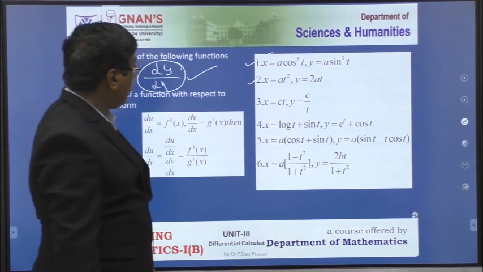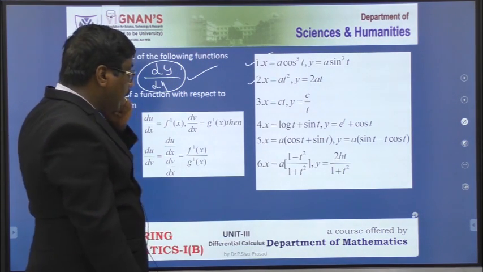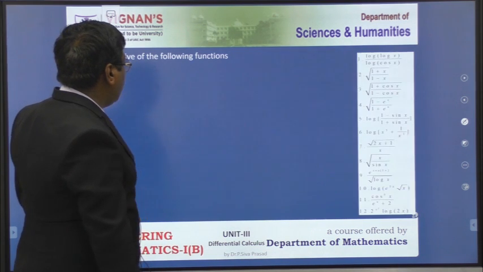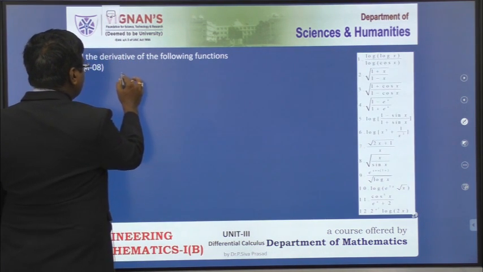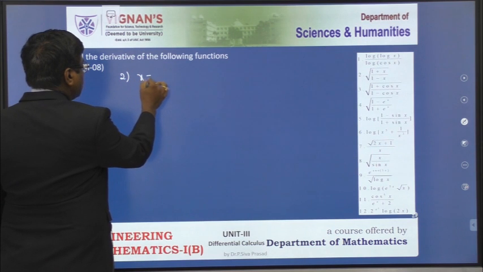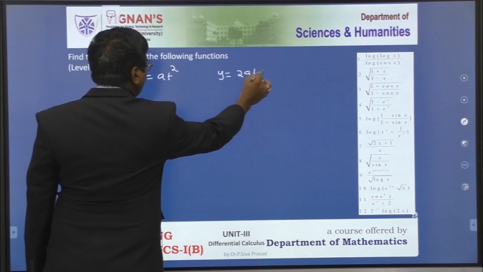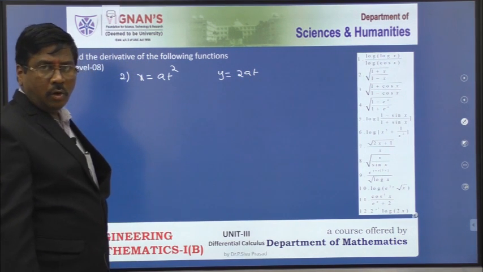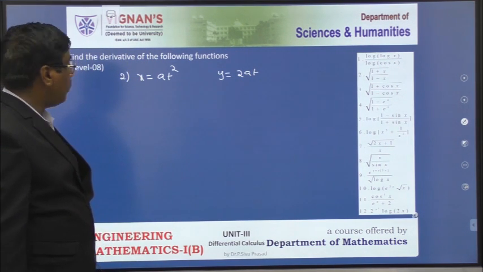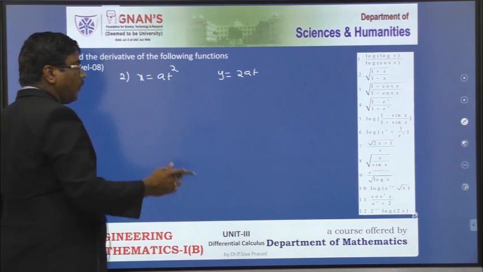First, what is the problem that is given? Problem number 7: x is equal to at square and y is equal to 2at. This is the parabola in the coordinate plane, with the parametric coordinates given. Okay, all of you do it.